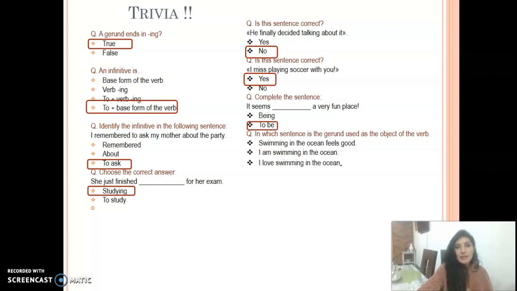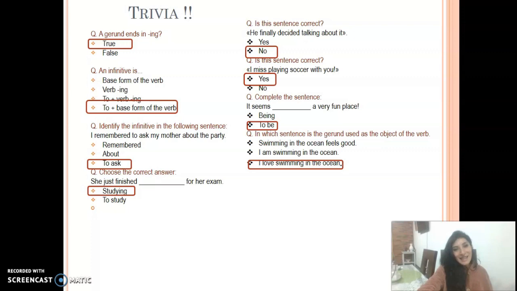In which sentence is the gerund used as the object of the verb? Swimming in the ocean feels good. I'm swimming in the ocean, or I love swimming in the ocean. The correct answer is I love swimming in the ocean.